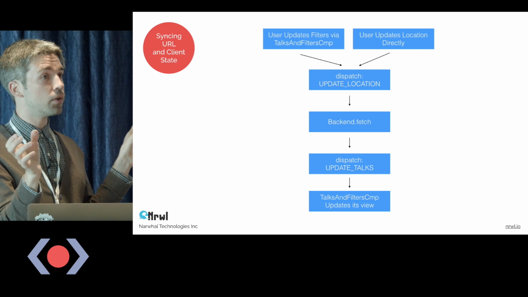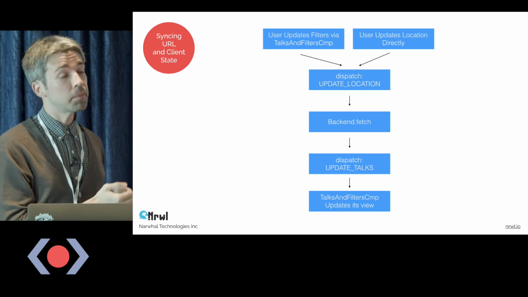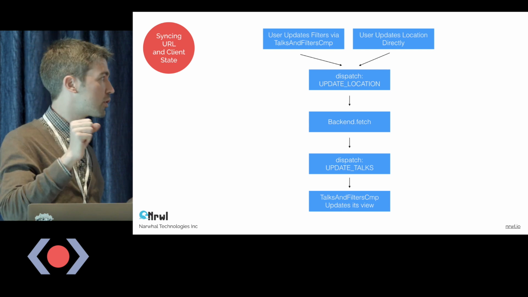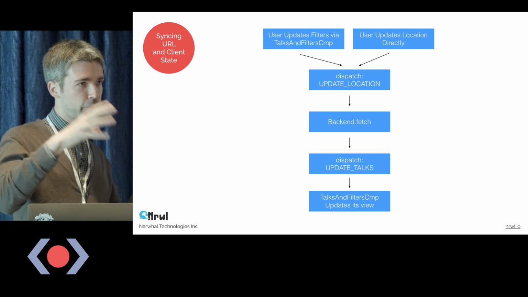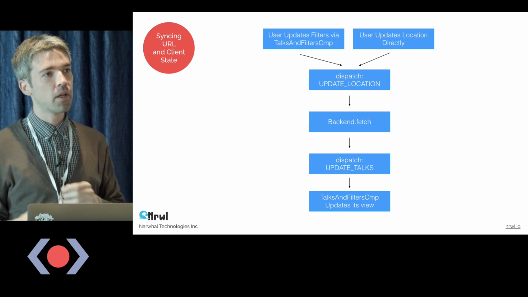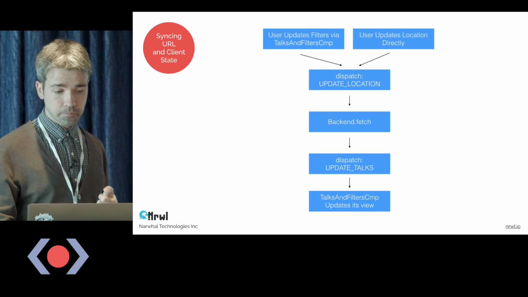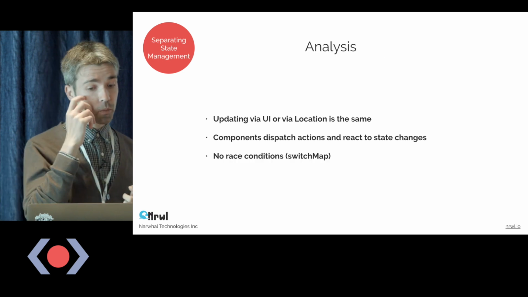So regardless of what you do, we are going to dispatch an update location action, or rather the router is going to do it. And then our backend is going to fetch the talks. Our effects class is going to transform that thing into a different action. Our reducer is going to pick it up and create a new state. Okay? It's really cool. So what did we achieve?